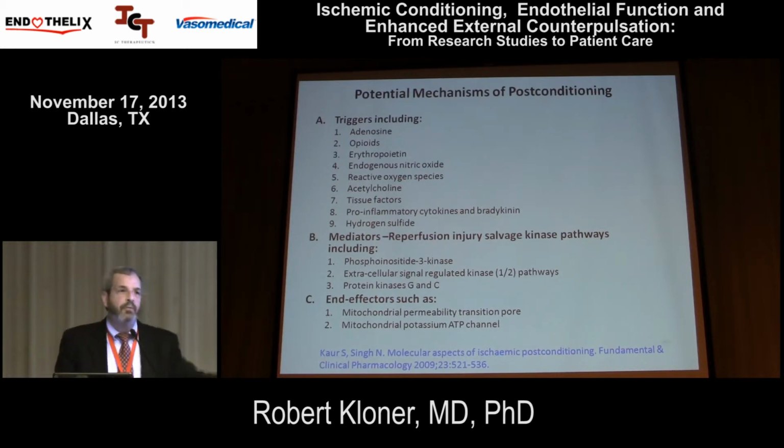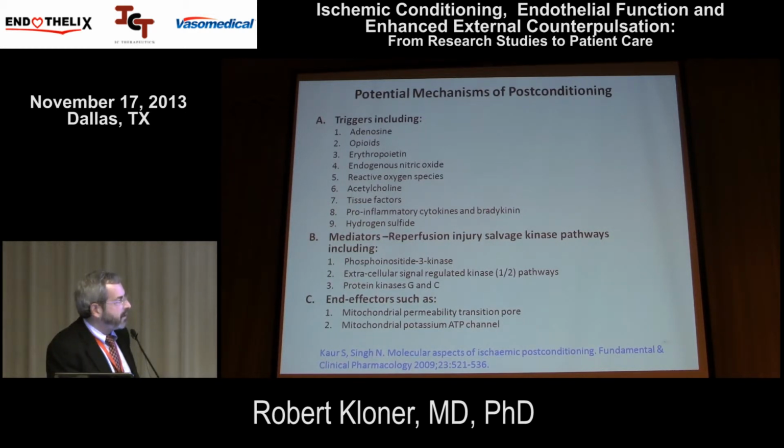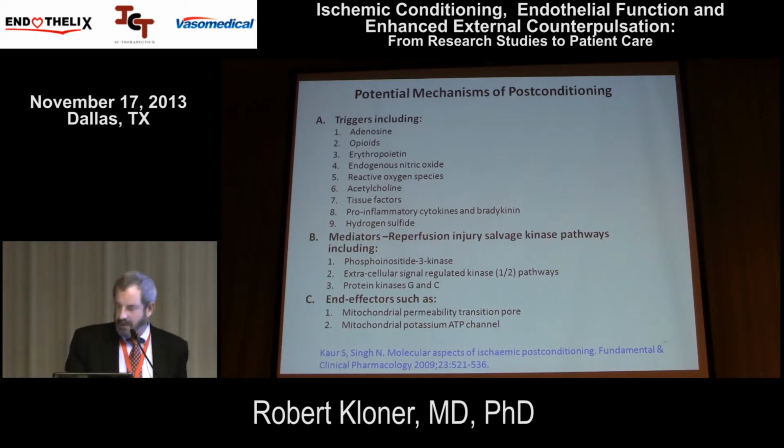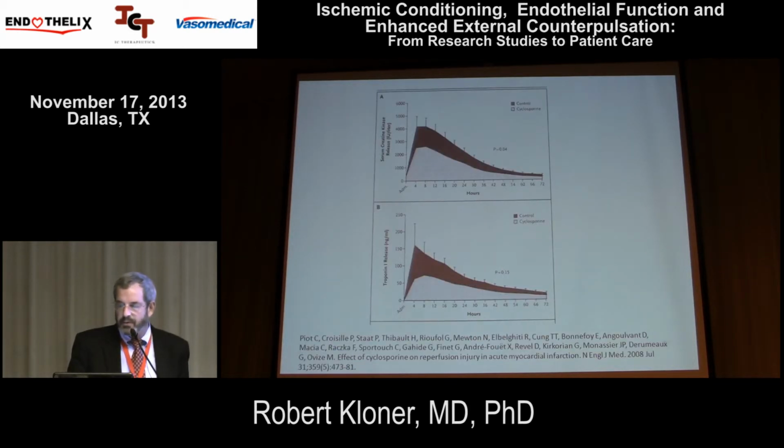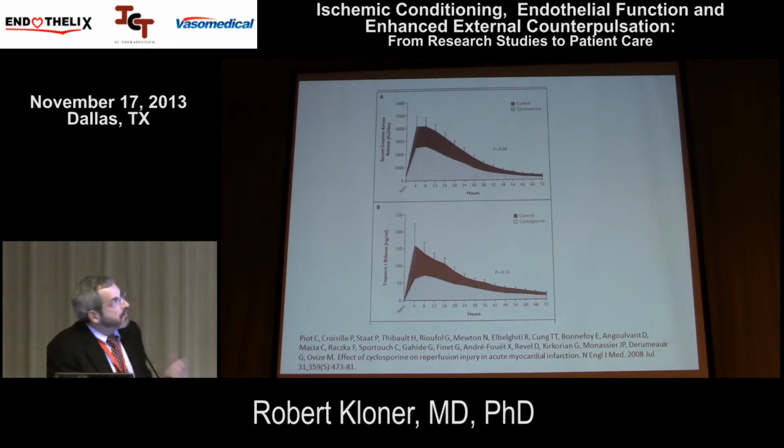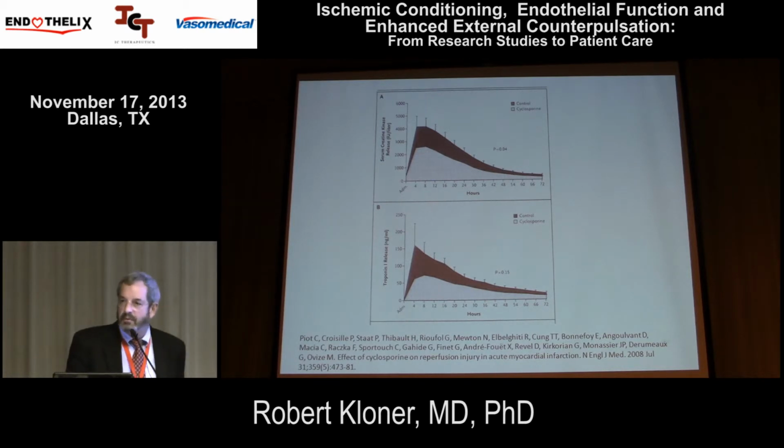We don't have time to go through all of these now, but one of the mechanisms that comes up again and again is the concept that an end effector might be the mitochondrial permeability transition pore, which opens under conditions of ischemia and reperfusion. And when cyclosporin was given by Piot and coworkers, which is an agent that keeps that transition pore closed, they found that cyclosporin was associated with smaller infarcts in patients with ST elevation MI, and they published that in the New England Journal of Medicine.